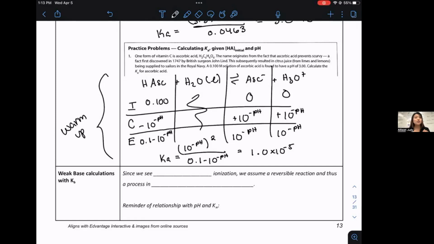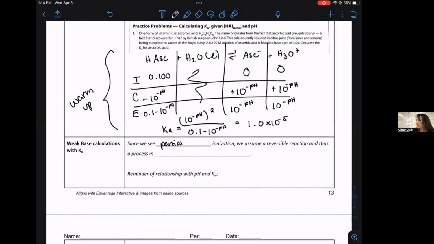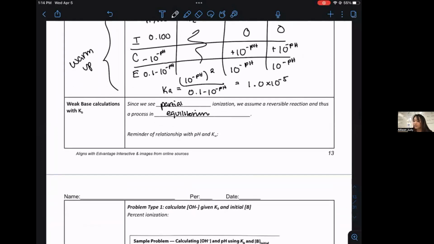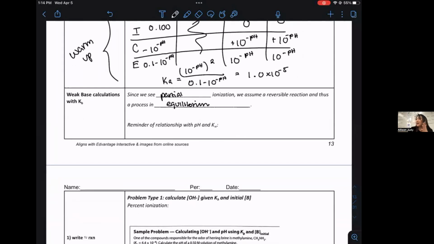Nice. Let's move on to weak base calculations. Essentially, this is a similar replica, but with maybe a couple extra conversions. So here again, we see partial ionization with a weak base. So of course, we're going to assume a reverse reaction, and thus the process is in equilibrium. And we're going to have the same three types of problems. We're going to have a problem where we're given two out of the three variables.